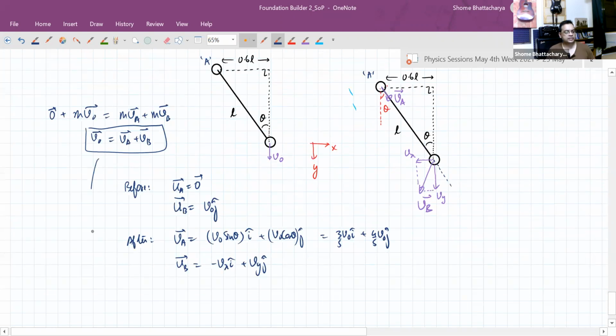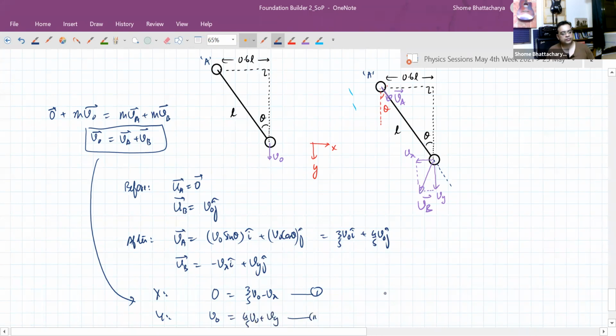So we break this into, along the x-axis, we have 0 as the initial momentum. So that is equal to 3 by 5 V naught for A minus Bx for B. So that's our first equation. And along the y-axis, the initial momentum is V naught, and the final is the sum of these two. So that is 4 by 5 V naught plus Vy. So the first equation, in fact, tells us that Vx is equal to 3 by 5 V naught. But the second equation doesn't give us a direct answer like this yet.